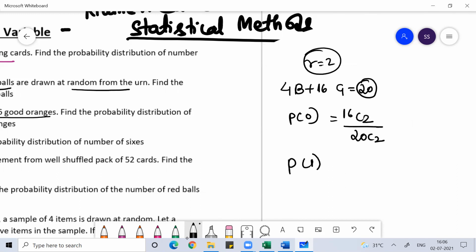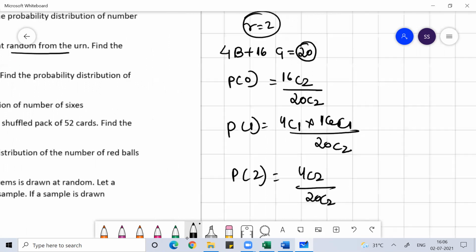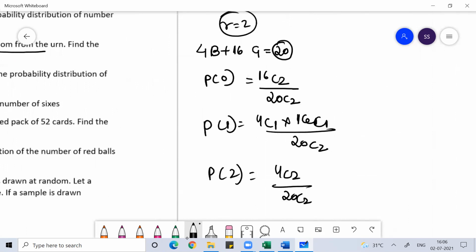It can be one bad orange. So that would be 4C1 into 16C1 divided by 20C2. Then this is B2, that would be all the oranges are bad: 4C2 by 20C2. So 16C2 by 20C2. So this is nothing but 16 into 15 by 20 into 19.